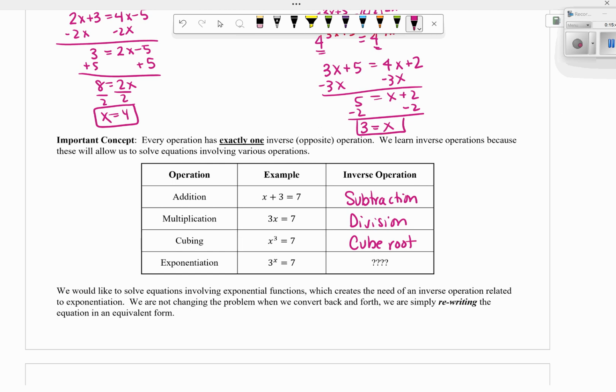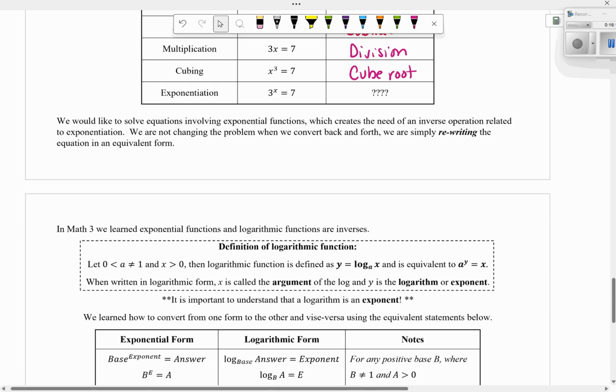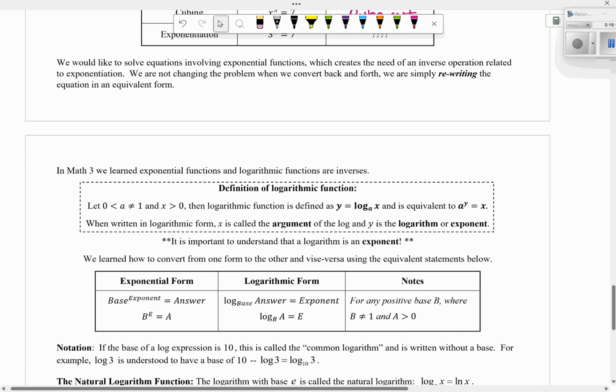So the question is, what happens if I'm trying to solve for x that's a variable? So the operation is called exponentiation. So we would like to solve equations involving exponential functions, which creates the need of an inverse operation related to exponentiation. We are not changing the problem when we convert back and forth. We are simply rewriting the equation in an equivalent form. So last year in Math 3, we learned exponential functions and logarithmic functions are inverses of each other. So in order to solve that equation above, we would have to use logarithms.